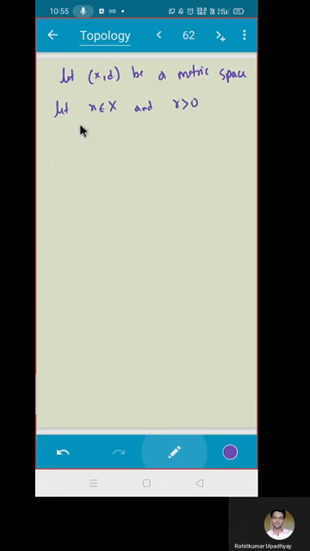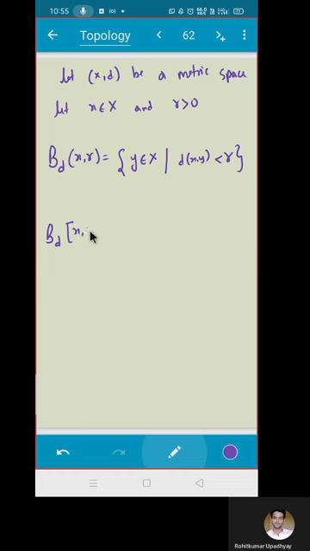This is the notation we are going to use. B_d(x, r). What is this B_d(x, r)? It is the set of all y in X such that the distance between x and y is less than r. This is the first notation, and another notation, B_d[x, r], is the set of all y in X such that d(x, y) is less than or equal to r.